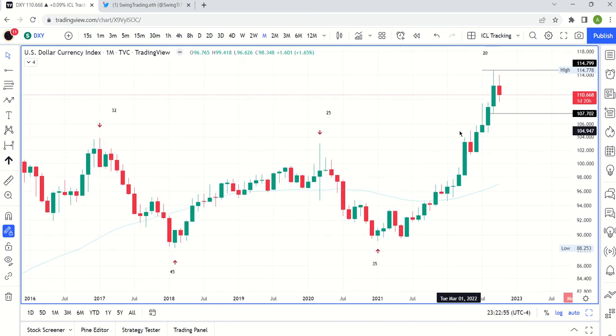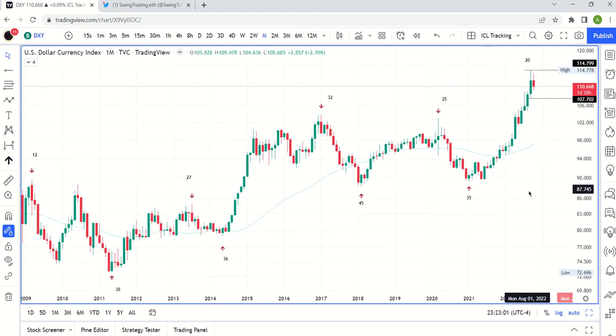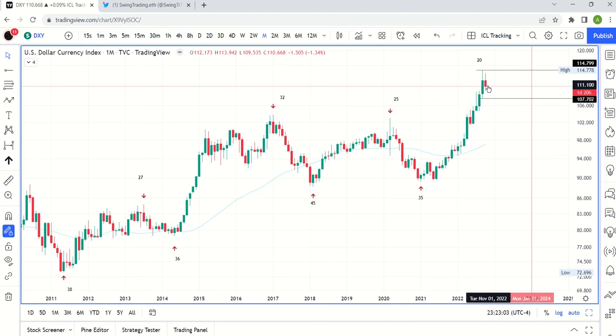That said, it could be over. Could be that we got our top for the 3-year cycle on month 20. But it's also very possible that we're going to consolidate here a little bit and then we're going to move higher, kind of like this, right?